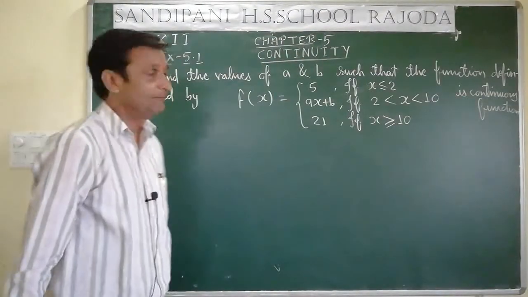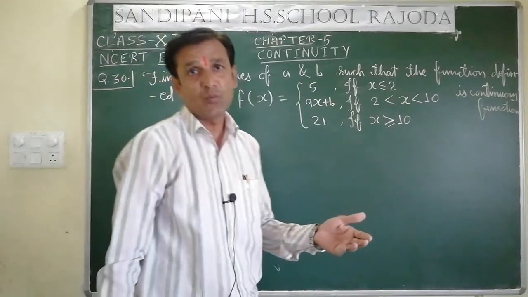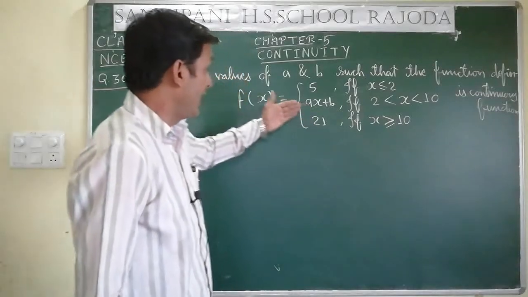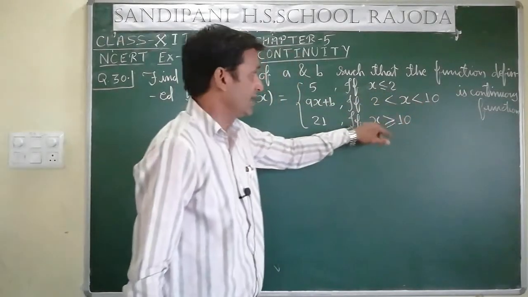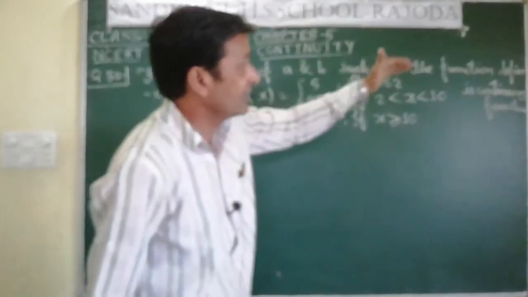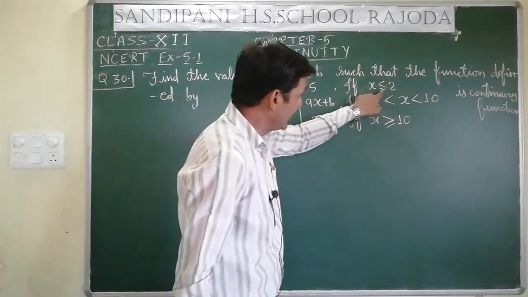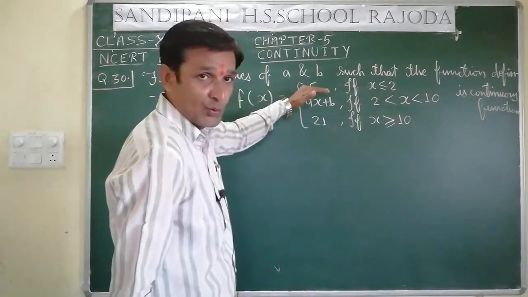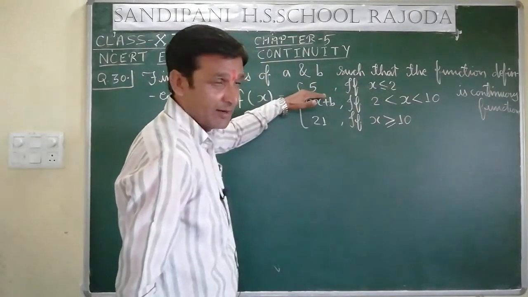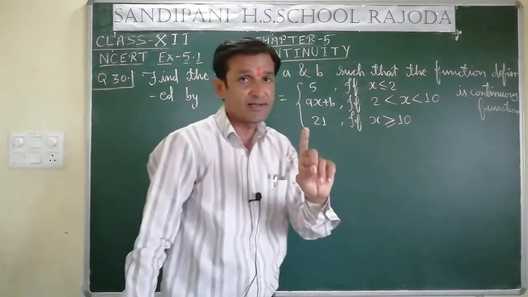The small change is there. Here also the values of a and b are asked. In the previous question we had to find only a single value, that is k. Here we have to find two values and two points to discuss. See here, we have to find the values of a and b such that the function defined by f of x is equal to 5 for x less than or equal to 2. If x is less than 2, we have to apply this. If x is equal to 2, we have to apply this only. But if x is greater than 2, we have to apply this. It is the point to discuss, that is 2.